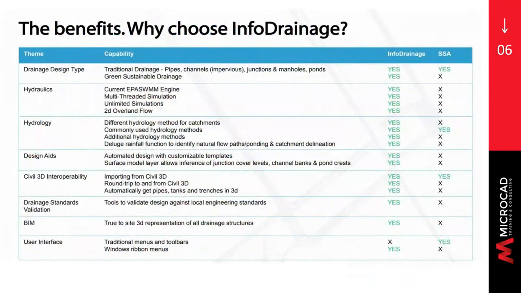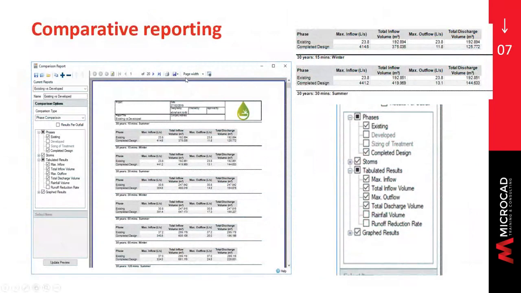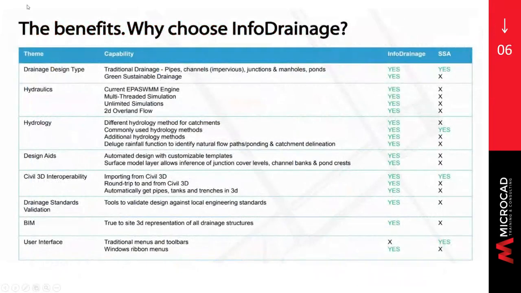So here's the comparison chart on the list of features. What does InfoDrainage do that storm and sanitary analysis does not? Well, they can both do traditional drainage with impervious structures and things like that. But when you add permeable drainage into this, start calling it green sustainable drainage, that's where InfoDrainage comes in.